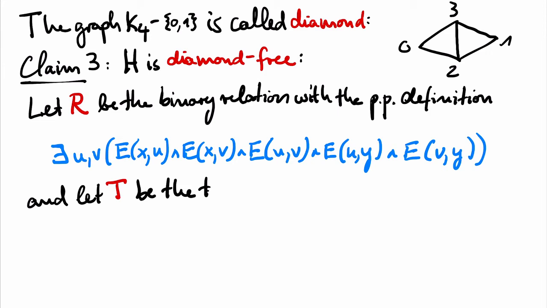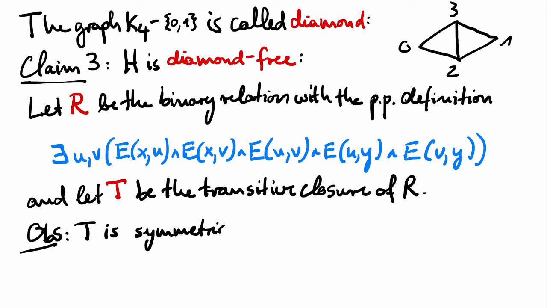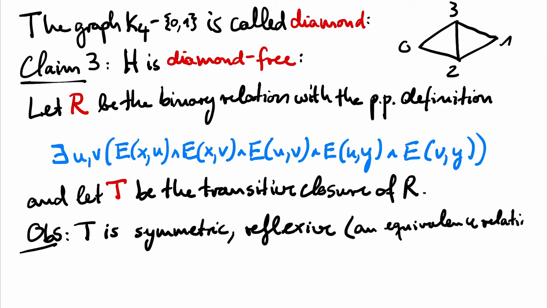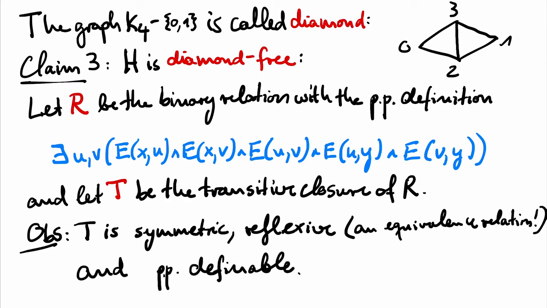Let T be the transitive closure of this relation R. Observe that T is symmetric, because R is symmetric, clearly, and that T is reflexive. To see this, note that R is reflexive because every vertex is contained in a triangle, as we have already seen. Moreover, the relation T is primitively positively definable in H. We already know that R is primitively positively definable. And it is clear that R squared, R to the third, and so on are also primitively positively definable.